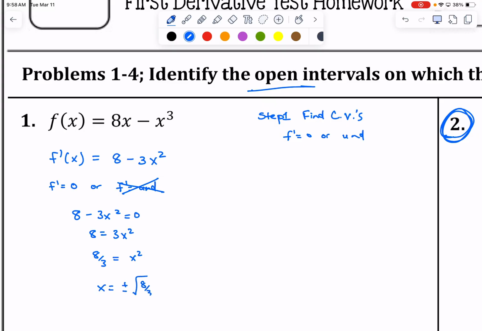You do not have to worry about doing anything with that. You can just leave it that way. If you do want to simplify it, it would be goofy.